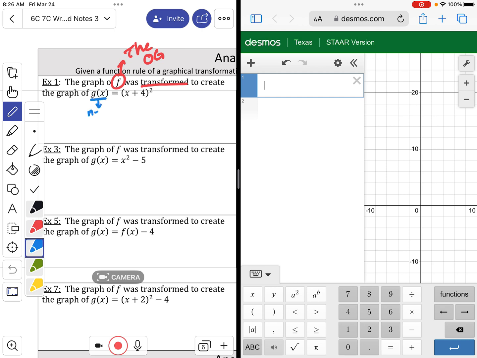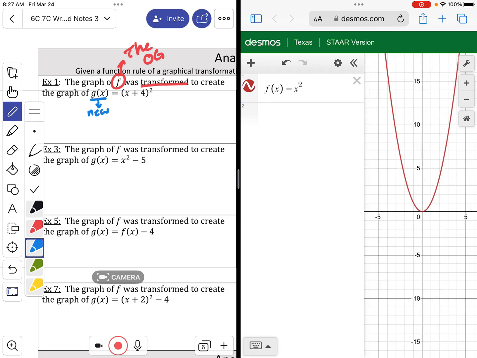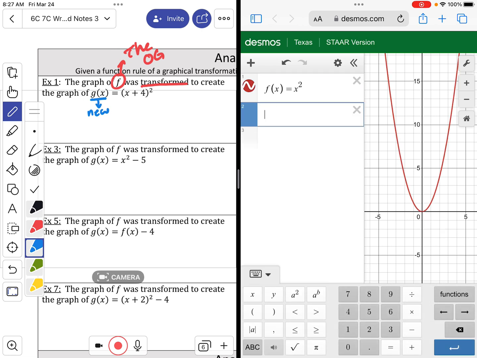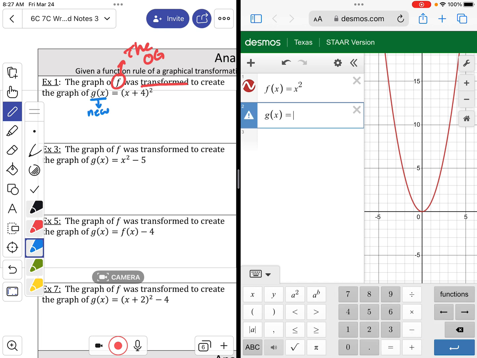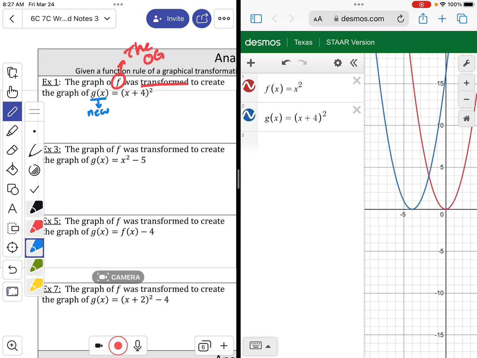This is the new. When you see g of x, usually that's your new. So we want to describe that change. So let's type in our original, f of x equal x squared. Should go something like this, and the original will always pass through the origin, through 0, 0. So this is our original, and we want to see what happened to it when it became g of x. All right, so we went from red to blue.